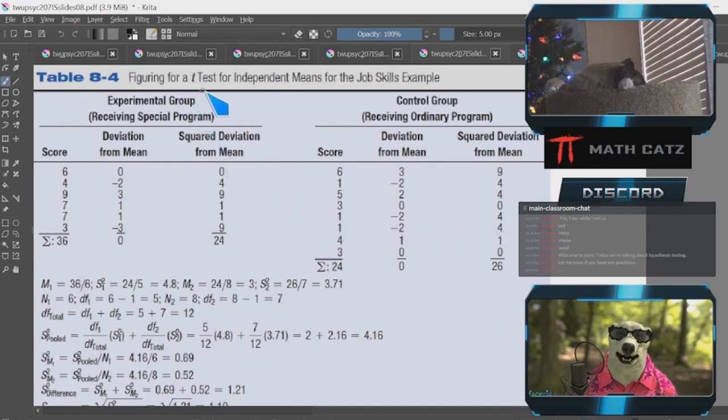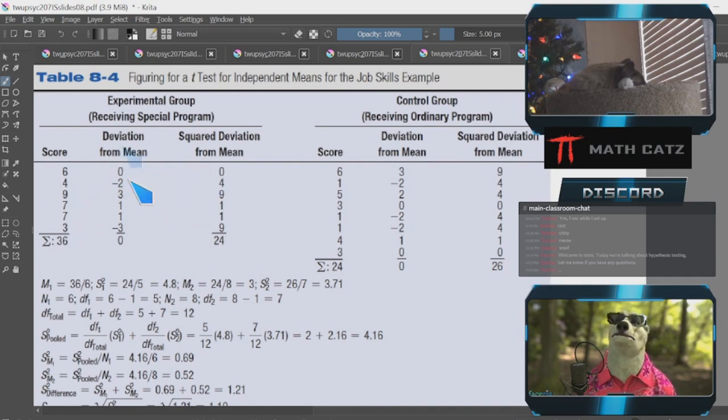So it's a t-test for independent means. We have our control group, just ordinary program. Then we have the group that received the special program, the experimental group, if you will. There were, how many of them here? 6 of them in the experimental group and 8 of them in the control group. Now this was measured as in some scoring scale, we don't know.